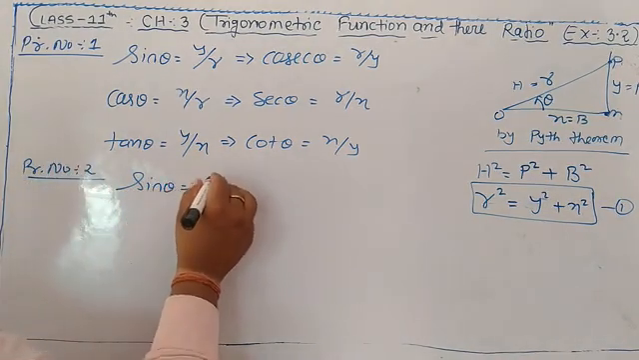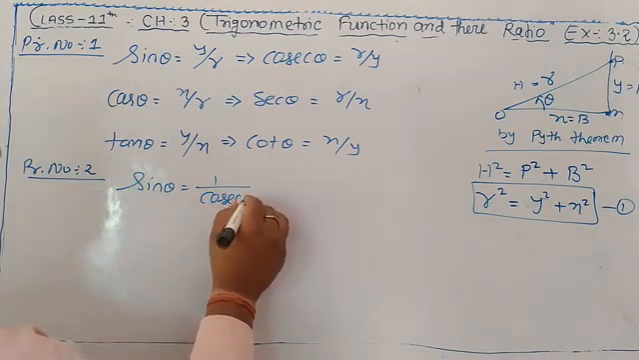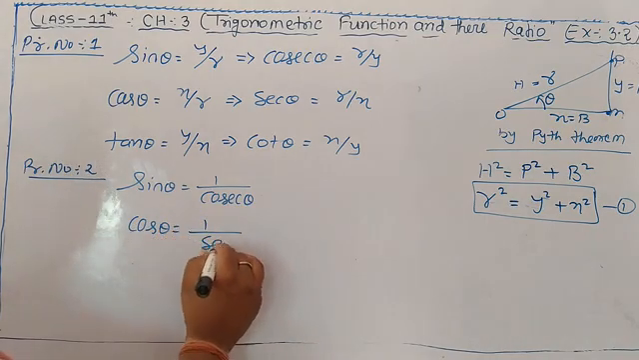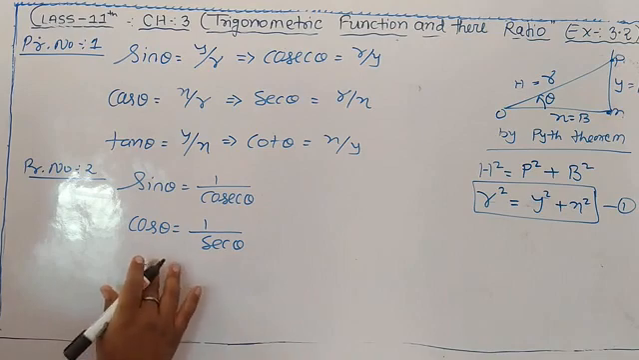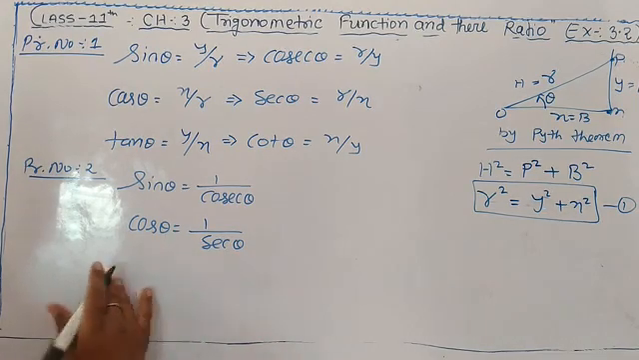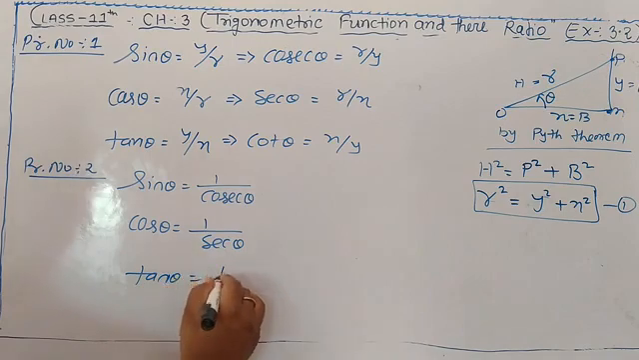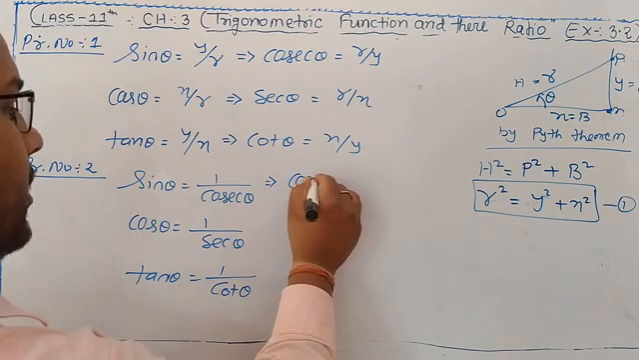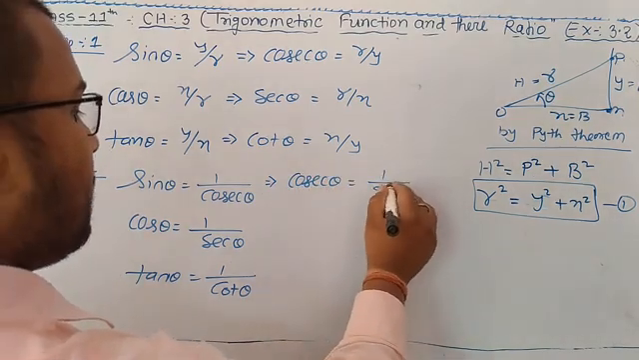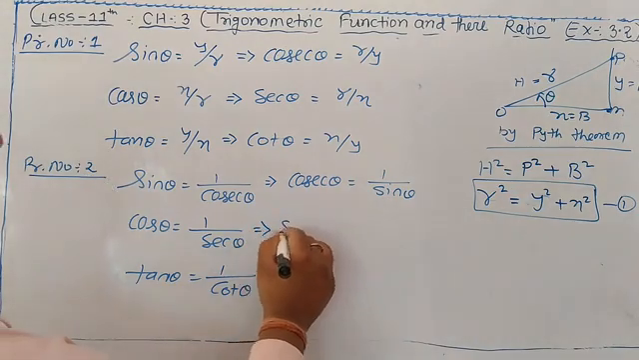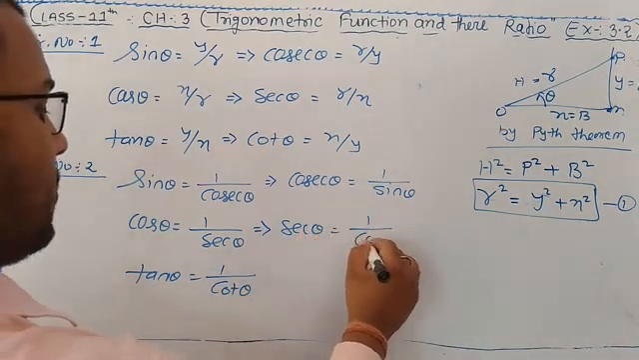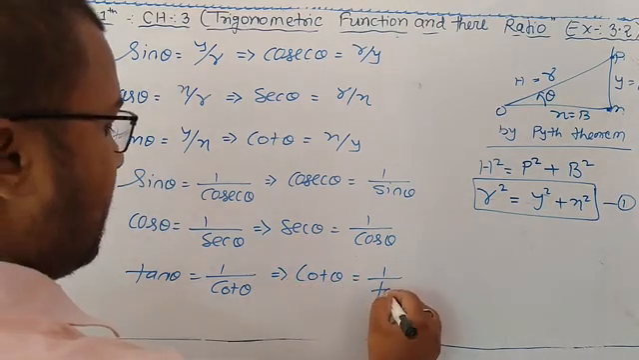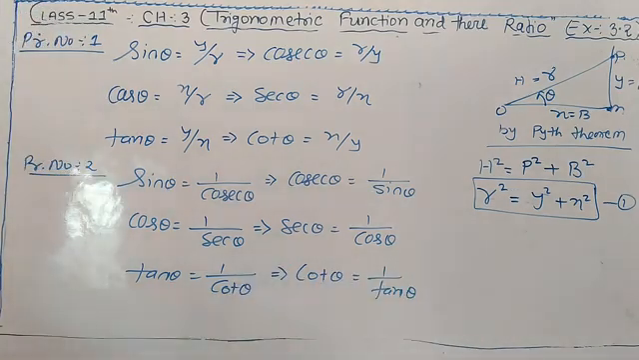Sin theta is equal to 1 upon cosec theta. Cos theta is equal to 1 upon sec theta. Tan theta is also equal to 1 by cot theta. Cosec theta is also equal to 1 by sin theta. Sec theta is equal to 1 by cos theta, and cot theta is also equal to 1 by tan theta. Okay student, write them.